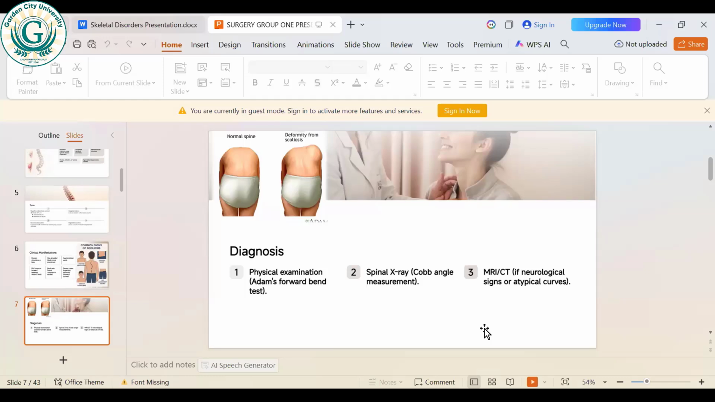And then MRI, you can do MRI. Remember, we were saying that one of the causes or one of the types is degenerative or neuromuscular scoliosis. So once it affects the nerves and you do the MRI, you'll be able to see what is happening, or you can use the MRI to diagnose if it is as a result of neuromuscular or degenerative.